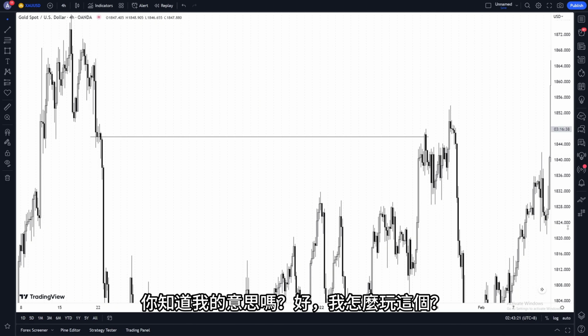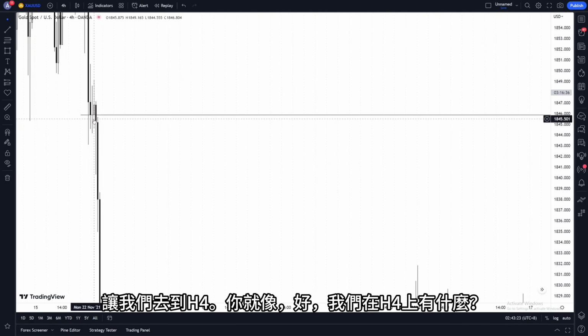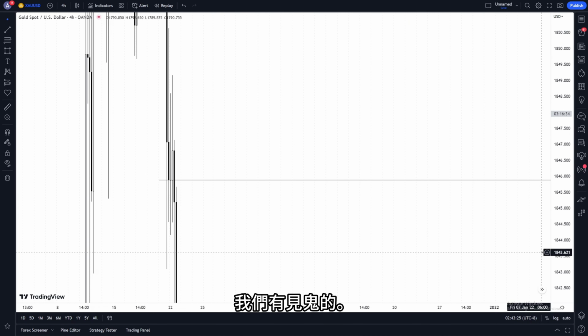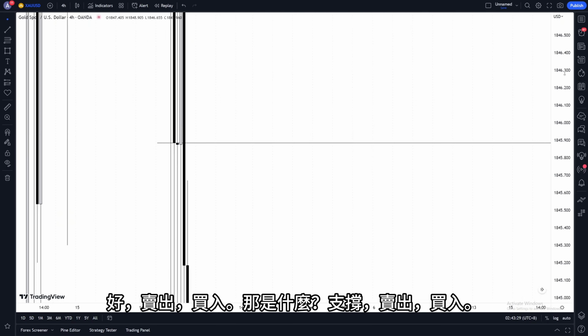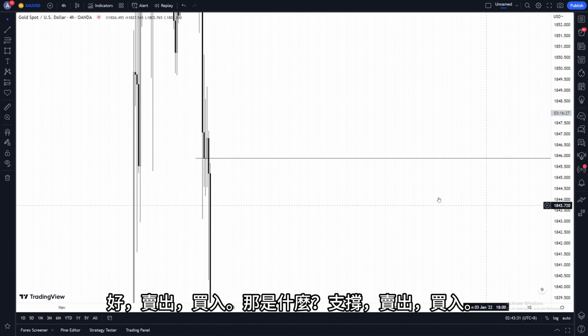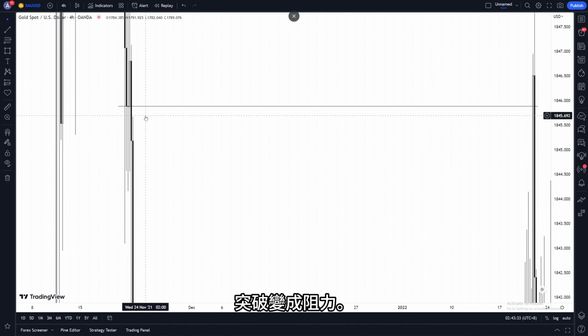Let's go to H4, and you're like, okay, what do we have on the H4? Have ourselves freaking hell, bro. This is why I don't like to use TradingView. Okay, sell, buy. What is that? Support, sell, buy. Breaks, becomes resistance.